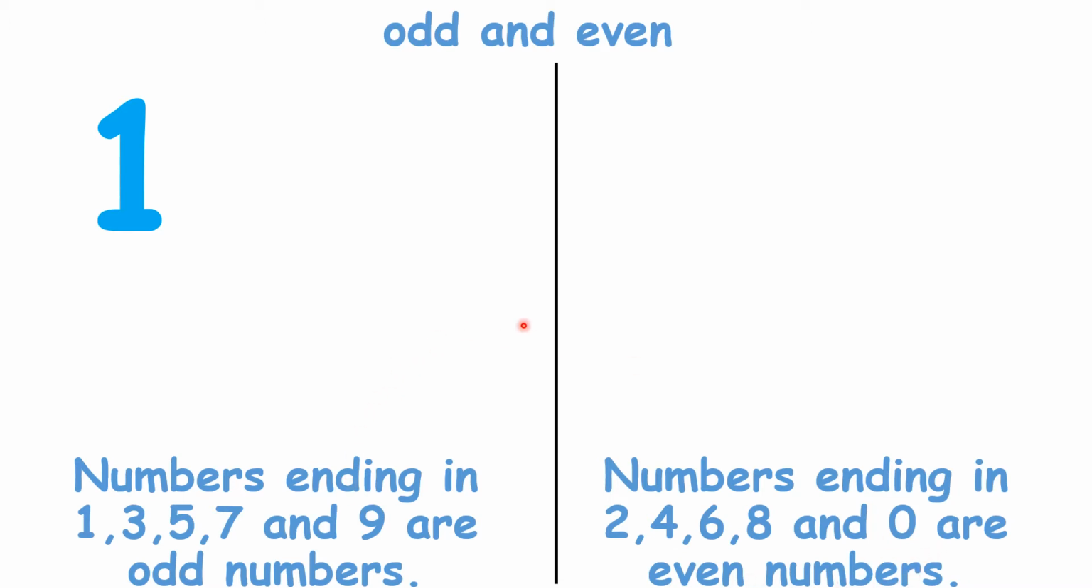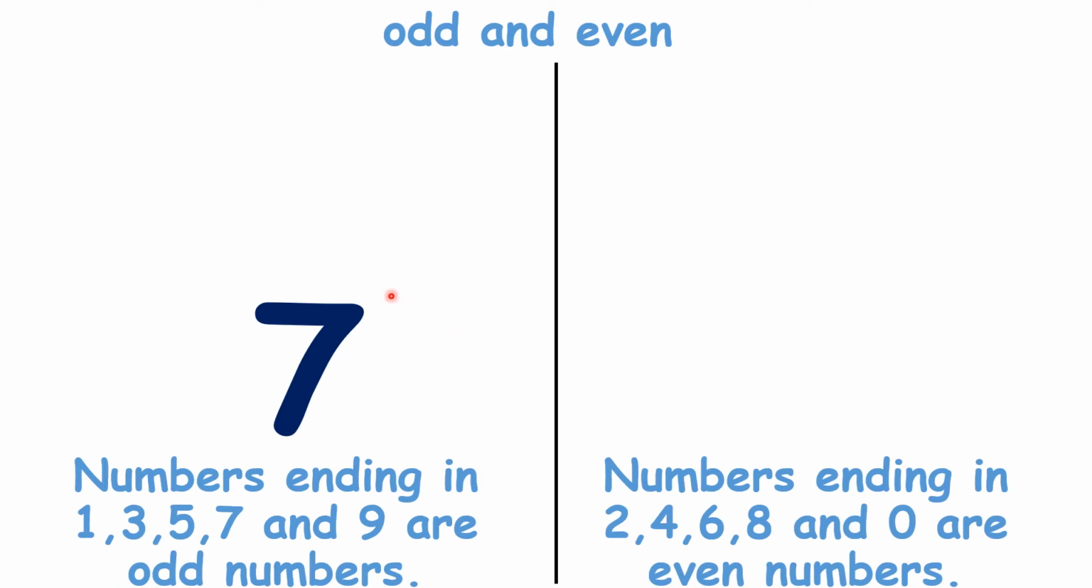So odd and even. So one more time, number one is an odd number. Number two is not odd. Number two is an even number. Number three, that is odd. Number three is an odd number. Number four, even, an even number. Number five is an odd number. Number six is even.